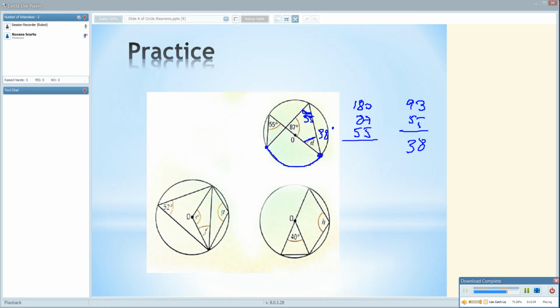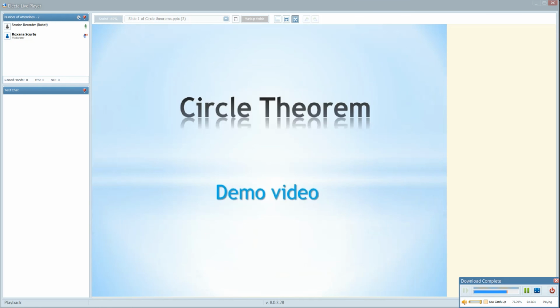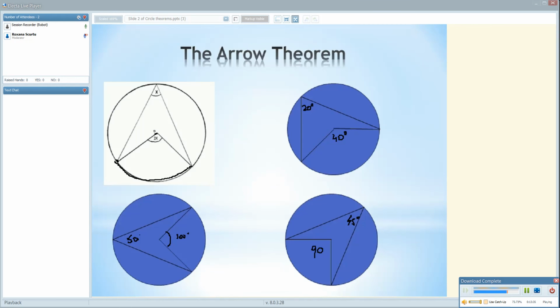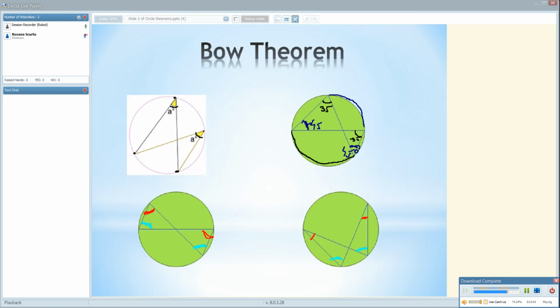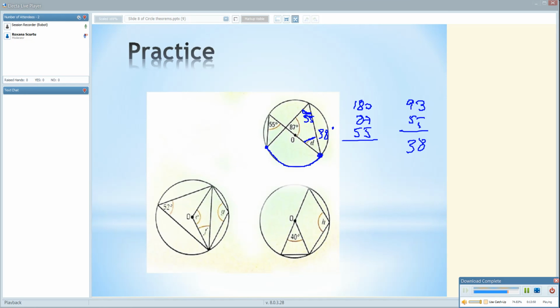Yeah, so we used the theorem with, let's see how it was called. The arrow. Yeah, the arrow theorem. No, not that one. The bow. Yes, it's a bow, not a chord.